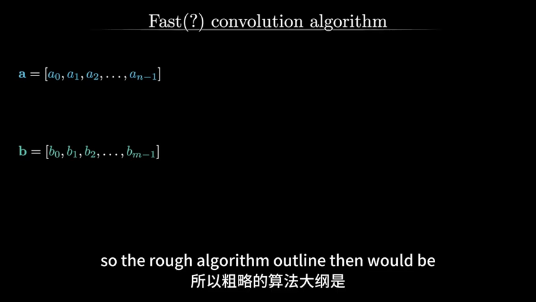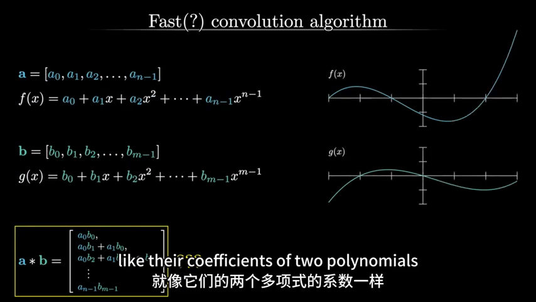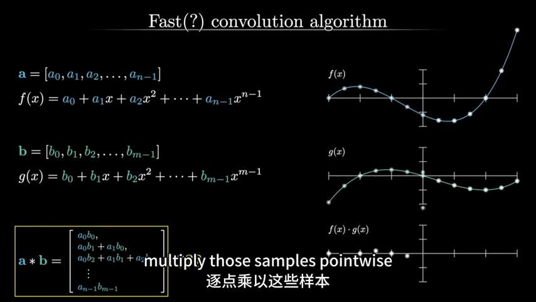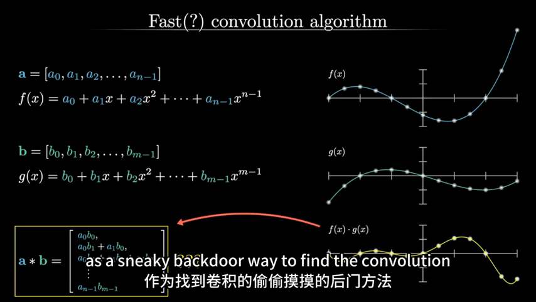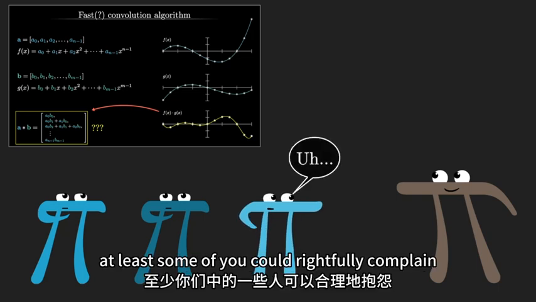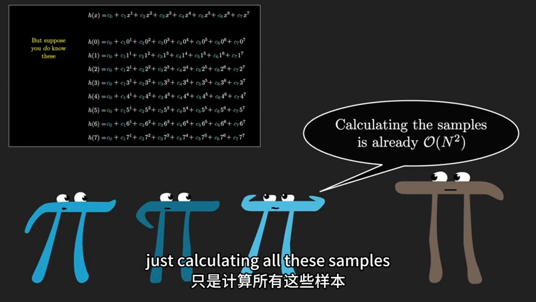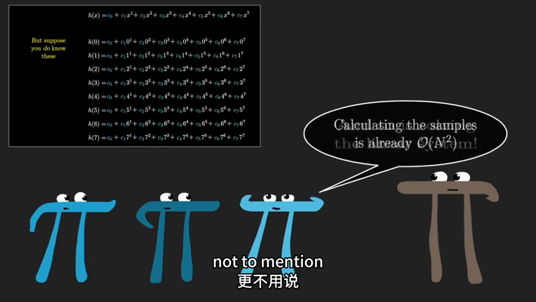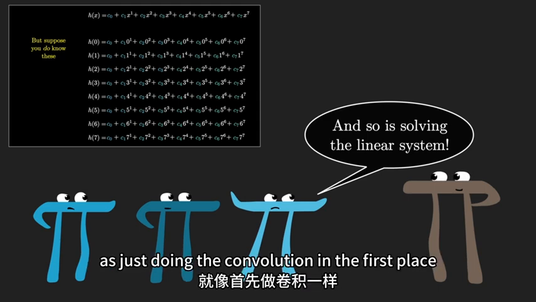So the rough algorithm outline then would be whenever you want to convolve two lists of numbers, you treat them like they're coefficients of two polynomials, you sample those polynomials at enough outputs, multiply those samples pointwise, and then solve this system to recover the coefficients as a sneaky backdoor way to find the convolution. And as I've stated it so far at least, some of you could rightfully complain, Grant, that is an idiotic plan. Because for one thing, just calculating all these samples for one of the polynomials we know already takes on the order of n squared operations. Not to mention, solving that system is certainly going to be computationally as difficult as just doing the convolution in the first place.